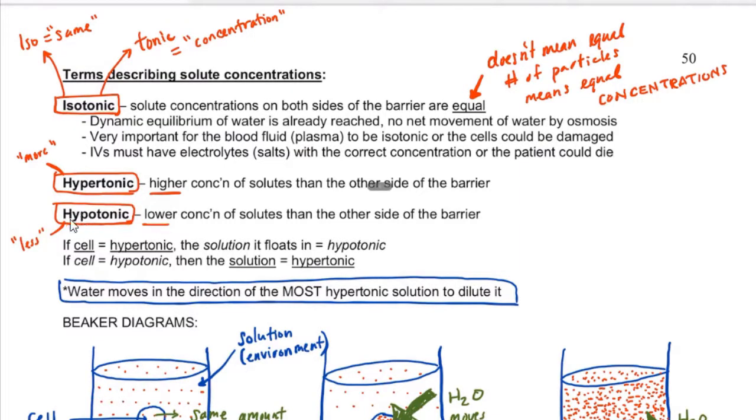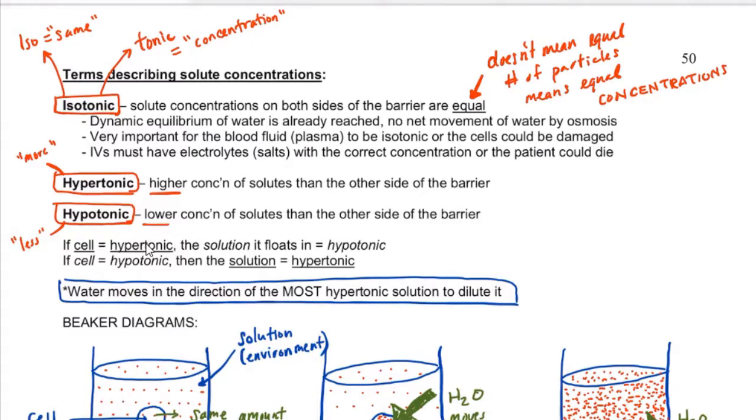Hyper, more, hypo, less. But more and less of what? It's more and less of the stuff that's floating in the water, not the water itself. And that's the part that usually messes people up. So if the cell is hypertonic, then keep in mind you've got a barrier, which is in this case the cell membrane, but you've got the inside of the cell, which is being described as hypertonic. But that means that there's a lot of solute inside, then the other side of the barrier must be compared as having less. So if one side of the barrier is hypertonic, the other side of the barrier is hypotonic.